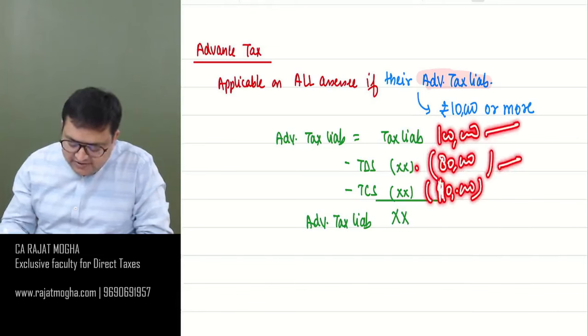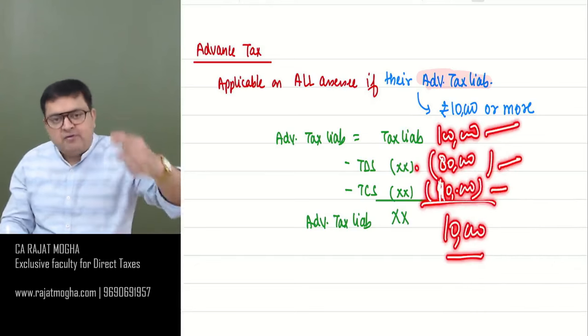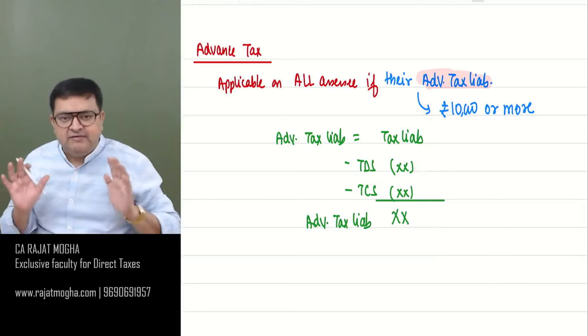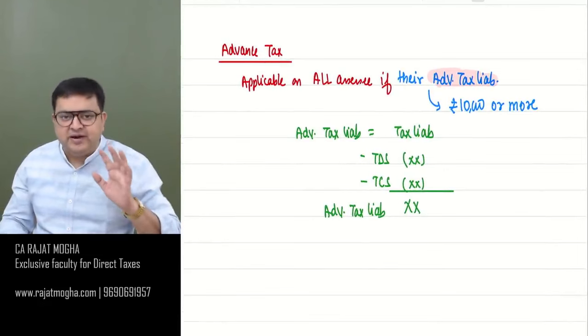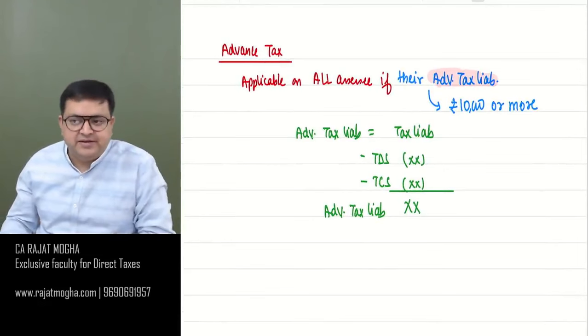1 lakh minus 80 minus 10, 10,000. Advance tax provision is now applicable on you. First of all, I believe everybody understood this. Correct? Just TDS and TCS you have to minus and then see what is my advance tax liability.